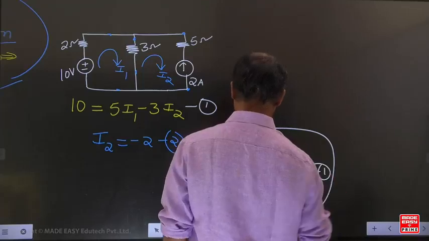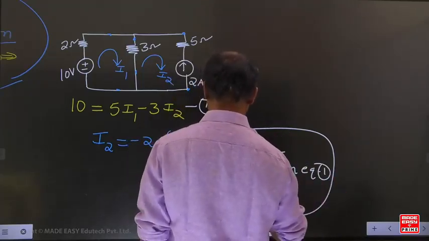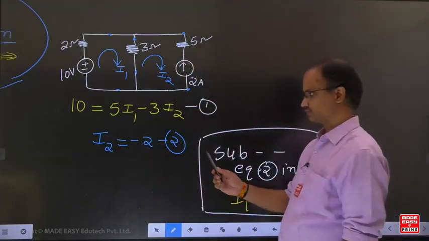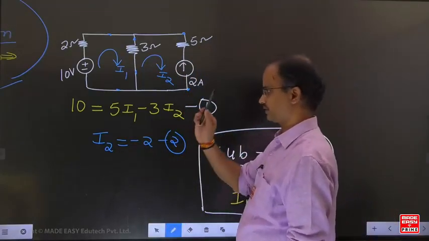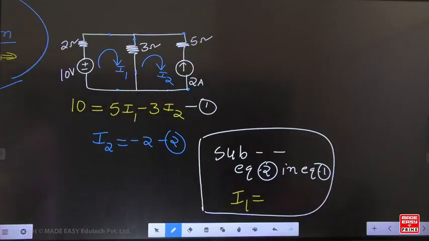Substitute equation 2 in equation 1. Check करो जी. Do the substitution, simplify, and find out the I1 value.